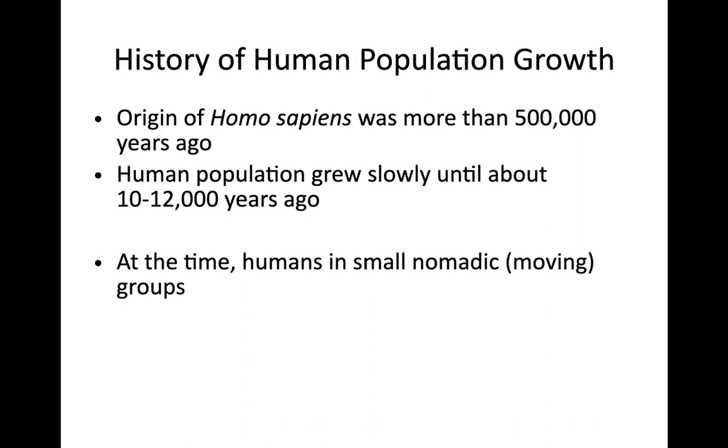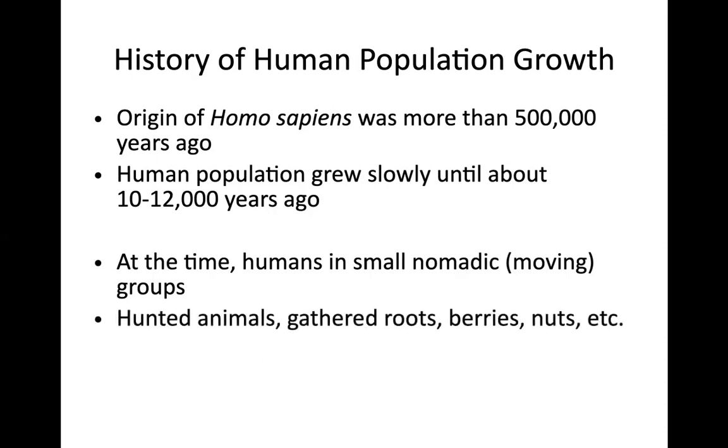At the time, we lived in small nomadic groups. Nomadic just means that we kept moving around. So we hunted animals and gathered roots, berries, nuts, etc. So we started with what's called the hunter-gatherer lifestyle. Now, that by itself keeps the population numbers down, because a population of even 100 or 200 people would be a lot of people to pick up and move. It's easier to have small groups that can live in straw or mud huts or tents that you can pack up, and move all of your things.